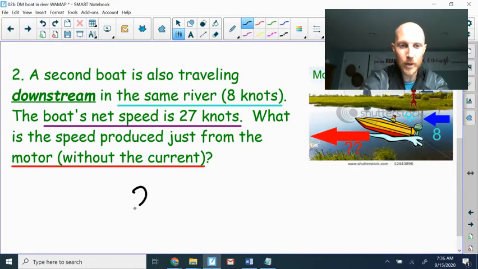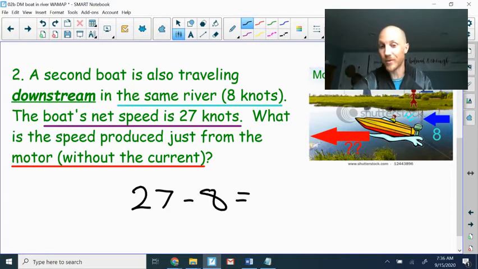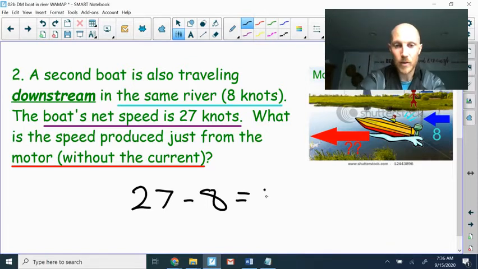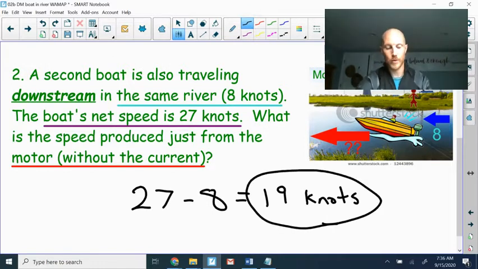So I'm going to take that 27 and subtract the river current, and whatever is left over after that has got to be the speed of the boat, right? What do I have? 19 knots for the boat. Nice job.